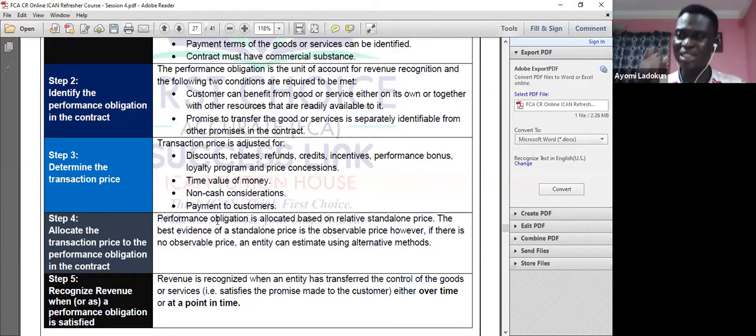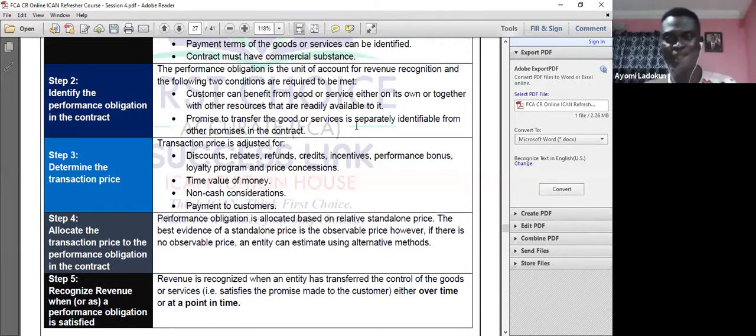Then determine the transaction price. How much is it? Is that okay? Now, if you are doing that, you need to adjust for discounts, rebates, credit incentives, bonuses. Is that okay? Time value of money, okay? Non-cash considerations, even payment to customers, right? Non-cash consideration could be maybe you give them gifts, maybe T-shirts, some souvenirs, and all of that. So you use money to do all those things. You need to account for them when you are determining your transaction price.